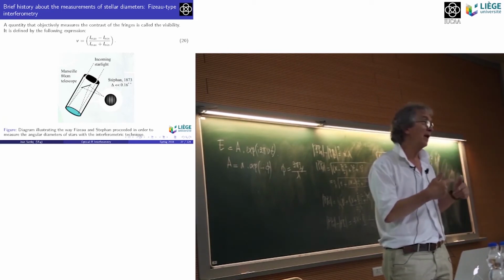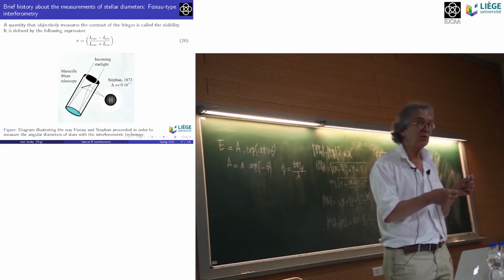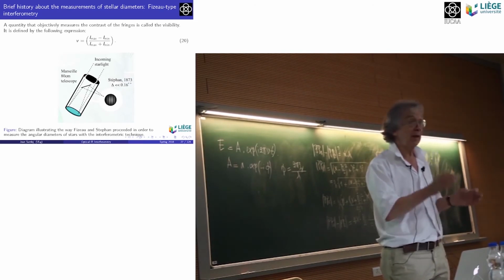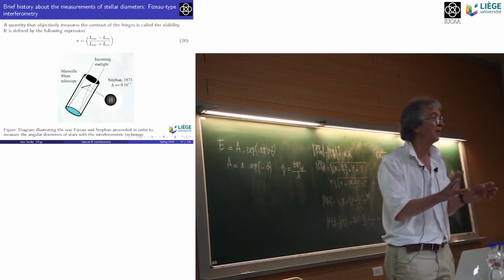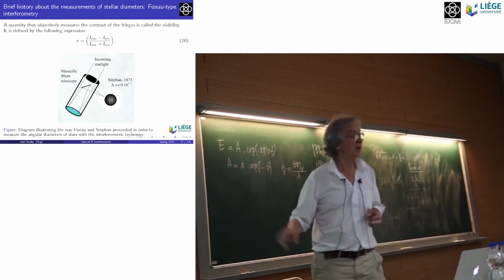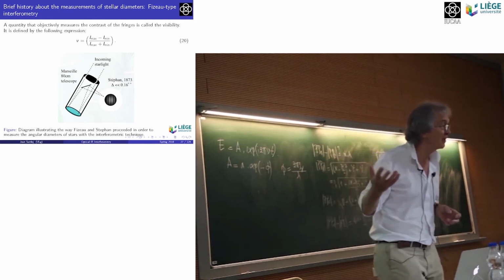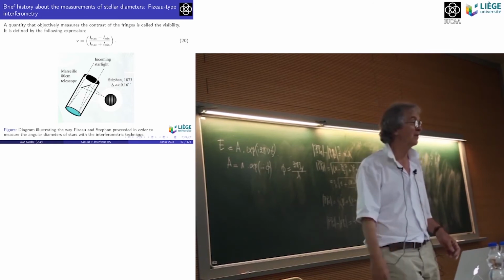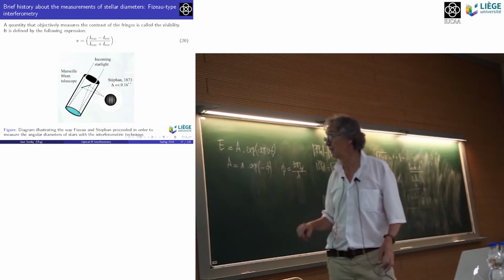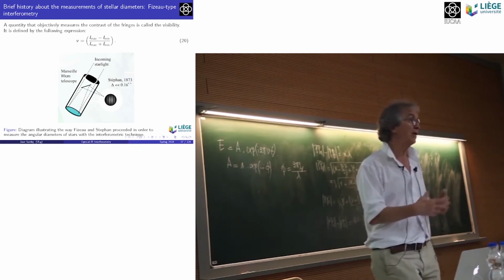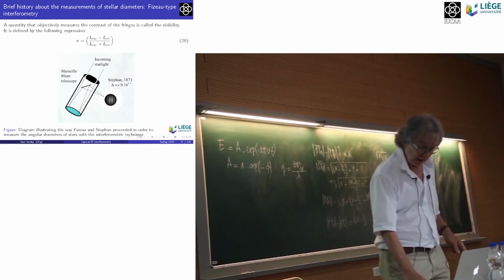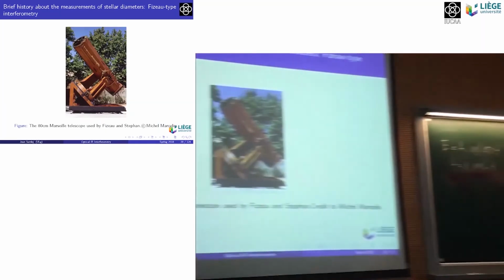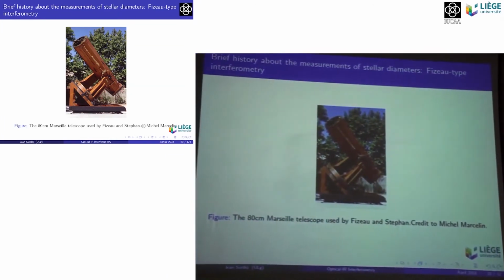And then he compared their angular diameters with those values derived using other methods, classical methods, and it was in perfect agreement. It's a kind of a pity that neither Fizeau nor Stéphan thought about doing such an experiment using Galilean satellites. So it was Michelson who did that, and then Michelson wanted absolutely to resolve stars. This is the 80-centimeter telescope of Marseille used by Fizeau and Stéphan.